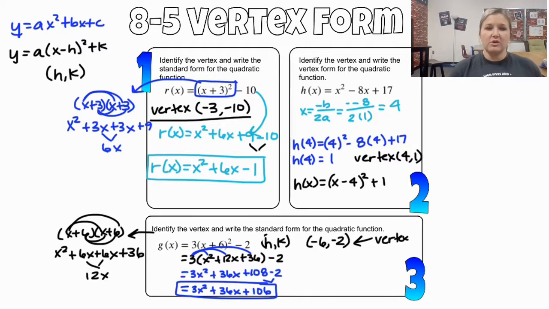So let's walk through these steps. If it's in vertex form and you're going to standard form, you're going to have to square out what's inside the parentheses, and then put together your like terms. And that's pretty much it. It's just the squaring part that is going to require FOIL. So just keep that in mind.